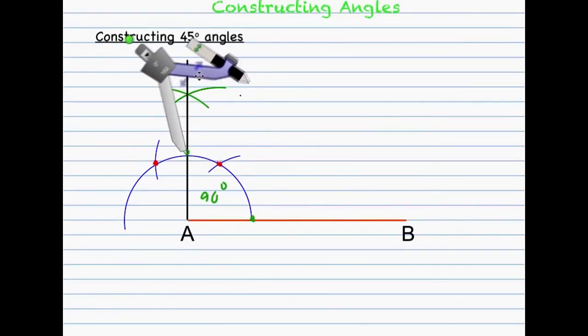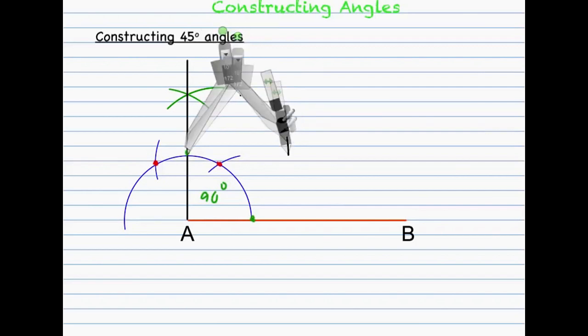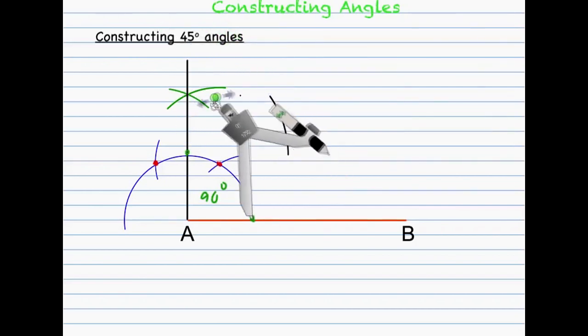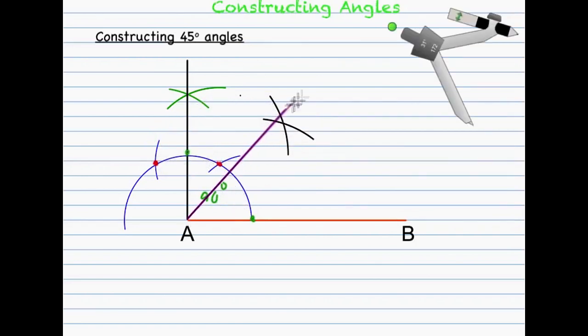Alright, so I put the tip of the compass to the top part of the 90 degree angle, open it and create an arc between. Then move it to the next point of the 90 degree and create an arc which cuts that first one. And now constructing a straight line through the points, I have a 45 degree angle.